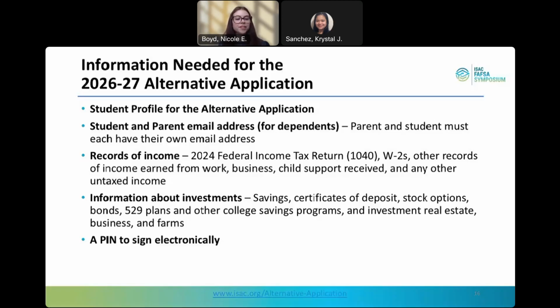And then finally, there is that PIN number that's going to be generated and sent to the student and to the parent for dependent students in an email, and they're going to need that PIN number to sign the application electronically. It's similar to how for the FAFSA, a student and parent would use their studentaid.gov account. Instead, it is a PIN number.